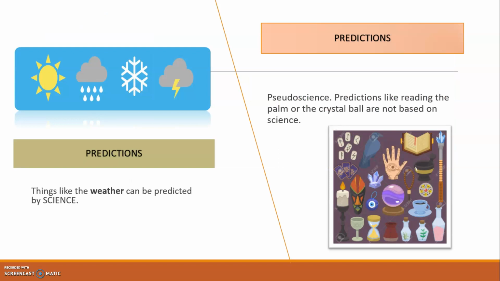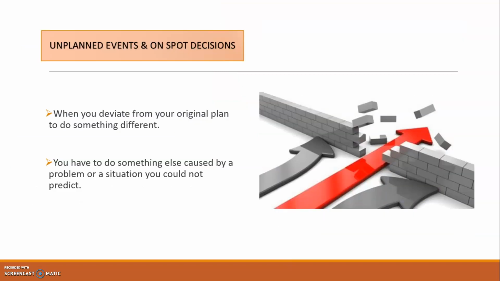But we also have predictions. Things like the weather can be predicted by science. But there are other predictions called pseudoscience, like reading the palm or the crystal ball, that are not based on science. We also have unplanned events. This is when you deviate from your original plan to do something different. Or you have to do something else caused by a problem or a situation you could not predict.